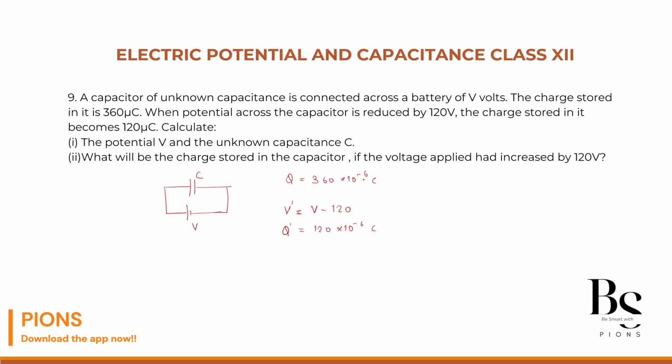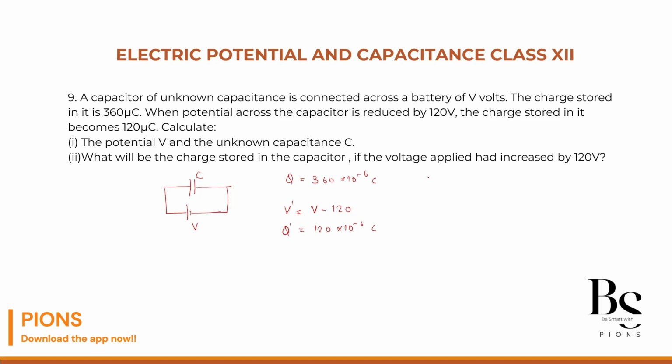Now I reduced the battery voltage. I got another battery whose voltage is 120 volt less than the initial battery. If it is so much less, the charge it will store will obviously be less, right? But when you reduce the voltage, the charge reduces, keeping what constant? Capacitance, right? Capacitance doesn't change no matter whether you decrease the voltage or the charge. Capacitance doesn't depend on charge and voltage. It is the property of a particular capacitor. So the C value remains constant.